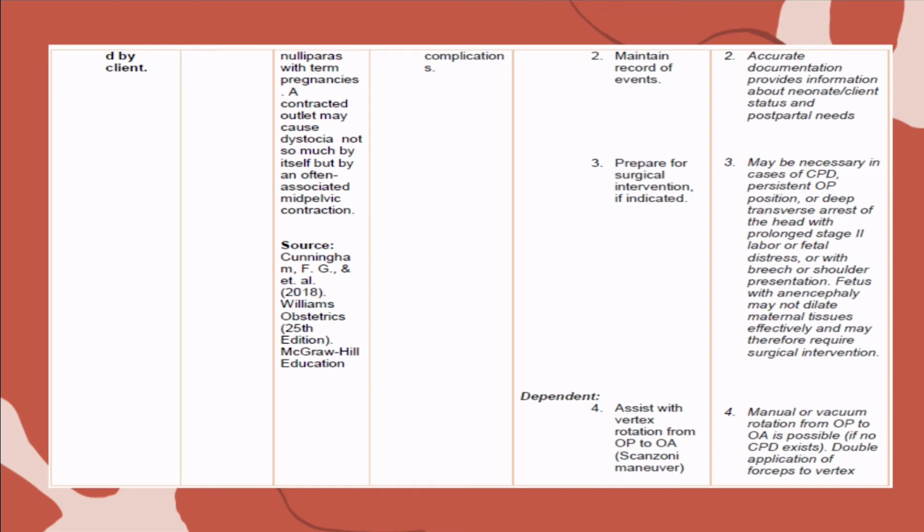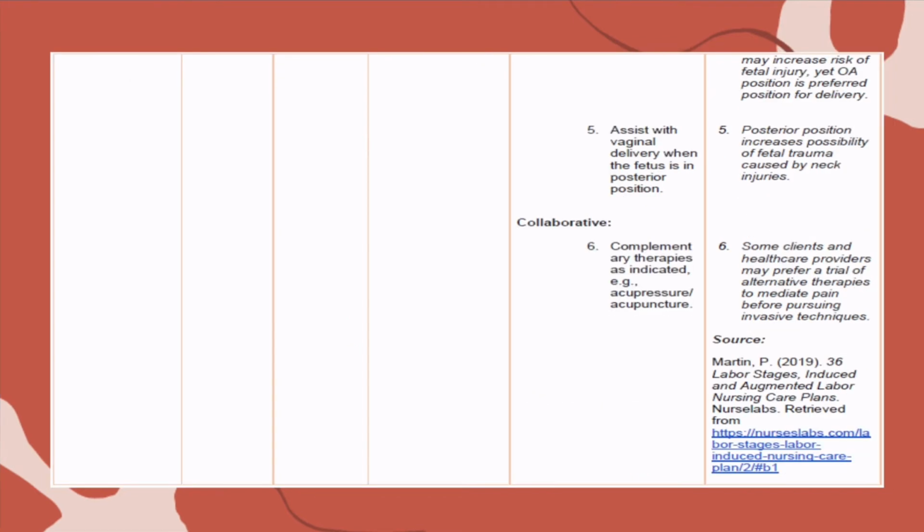Next is the dependent nursing intervention. So assist with vertex rotation from OP to OA by Scanzoni maneuver. Manual or vacuum rotation from OP to OA is possible if no CPD exists. Double application of forceps to vertex may increase risk for fetal injury, yet OA position is preferred position for delivery.